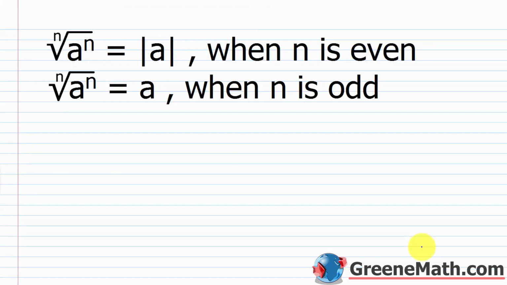All right, let's talk about one more thing here. And this is very important also. So if I have the nth root of a to the n power, it's equal to the absolute value of a when n is even. And if I have the nth root of a to the n power, it's equal to a when n is odd. So this might seem like a peculiar rule, but I'm going to show you why it works in just a moment.